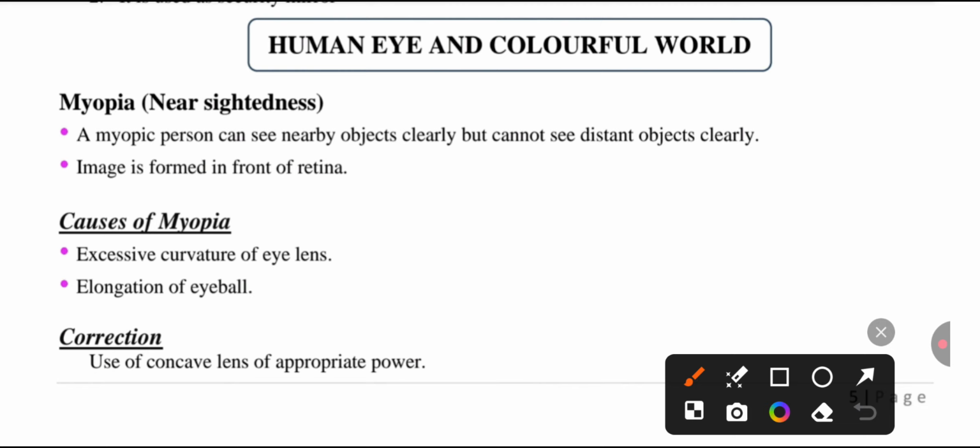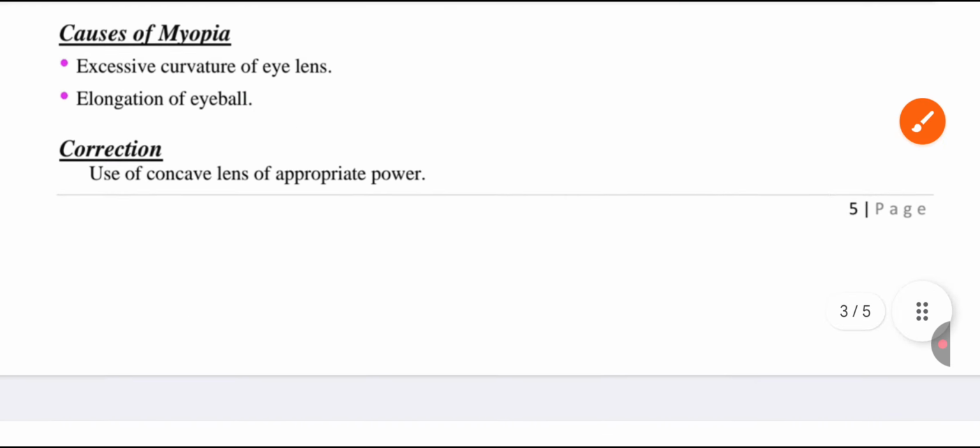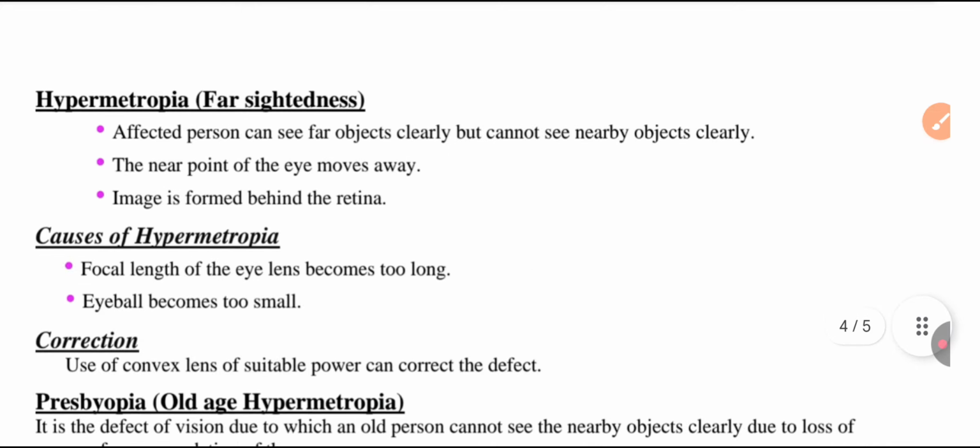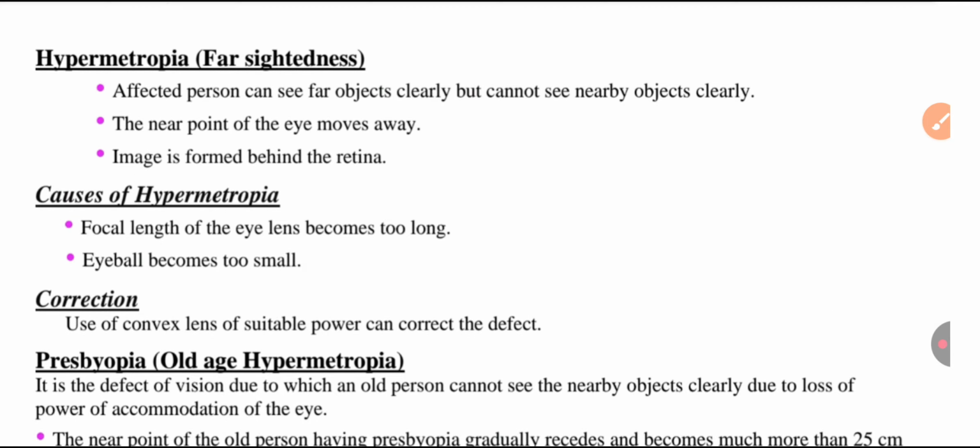First one is myopia. In myopia, a person can see nearby objects clearly but cannot see distant objects clearly. Image is formed in front of the retina. Causes of myopia: excessive curvature of the eye lens, elongation of the eyeball. Correction of myopia will be using a concave lens.